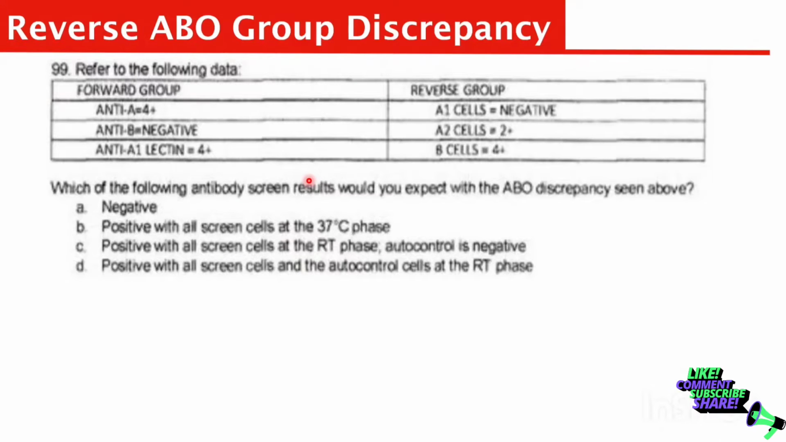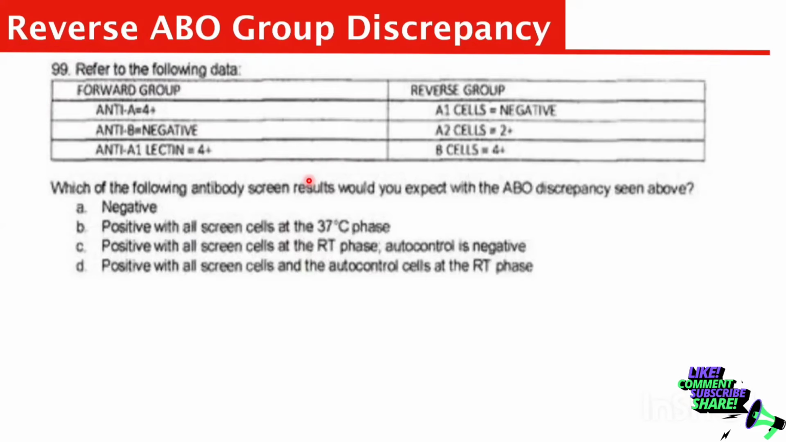But now let's look at this one. So I'm trying to say ABO discrepancy means the forward grouping is not agreeing with the reverse grouping, or the reverse grouping is not agreeing with the forward grouping. If there is no discrepancy in the ABO grouping, it means that the forward grouping will be agreeing with the reverse grouping, and the reverse grouping will be agreeing with the what? Forward grouping. Anytime these two are not agreeing, that is called ABO group discrepancy.